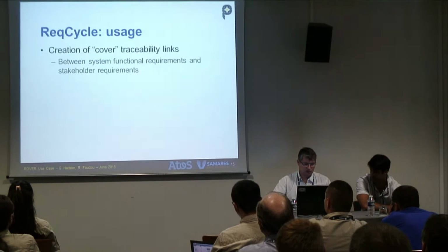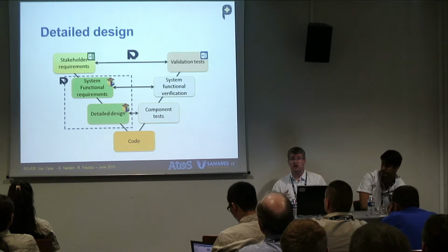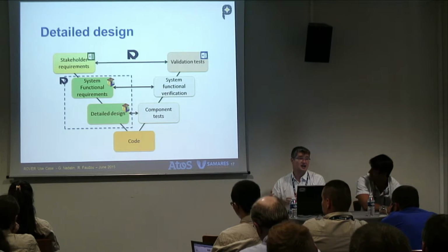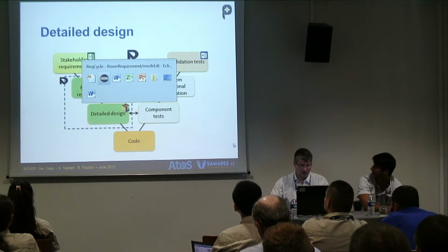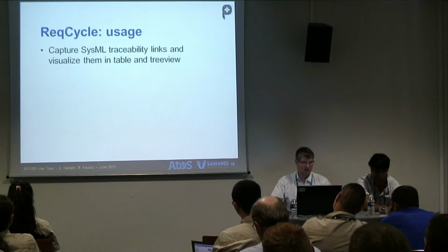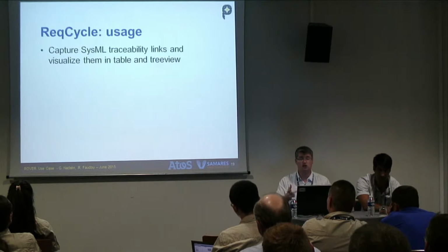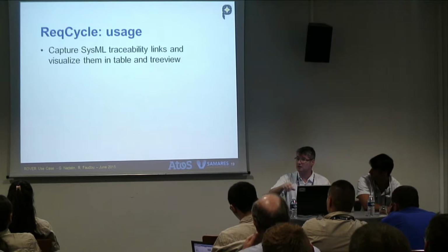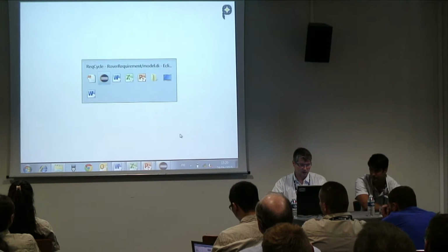Let's come back to the demo and to the presentation. OK, so now we want to continue. Now we have our system requirements in the system engineering, so we want to do some design and cover the requirements, satisfy the requirements. So in this demo, we see the usage of Papyrus quite fast with a block diagram and satisfy relationships. And the tool will be able to capture the existing traceability links. I will not create my traceability link. The tool will capture the SysML traceability link with satisfy, for instance. Let's see the demo. Sorry.